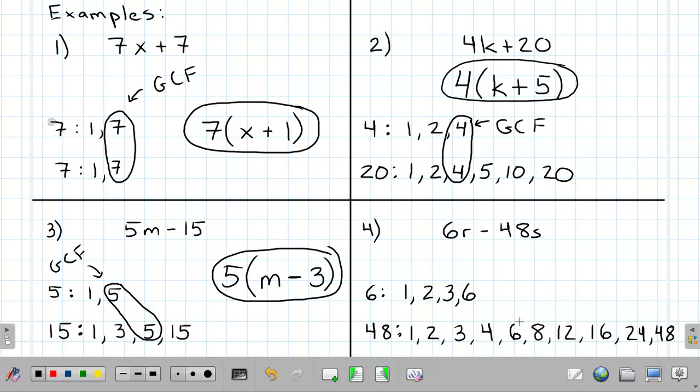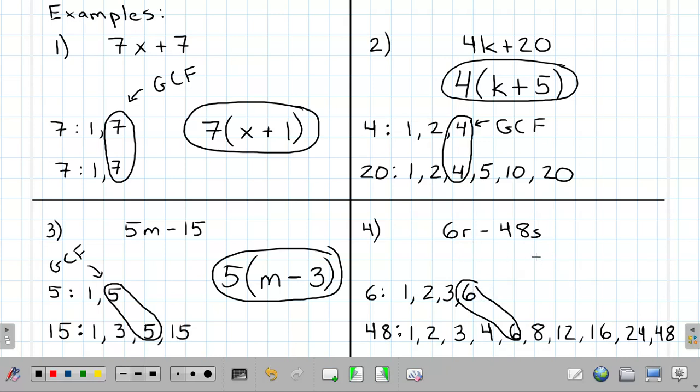But technically, we didn't have to list out every single factor here. We could have stopped after the 6, because as you notice, the biggest factor of 6 is 6. Well, it doesn't matter what the biggest factor of 48 is. We want the greatest common factor, meaning we have to have one that's in common with 6. So in that case, it is, in fact, 6.